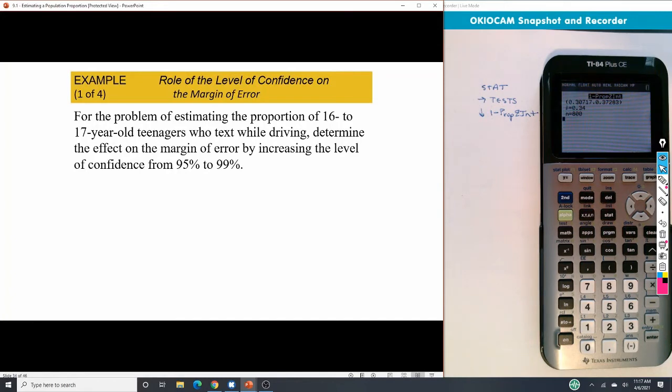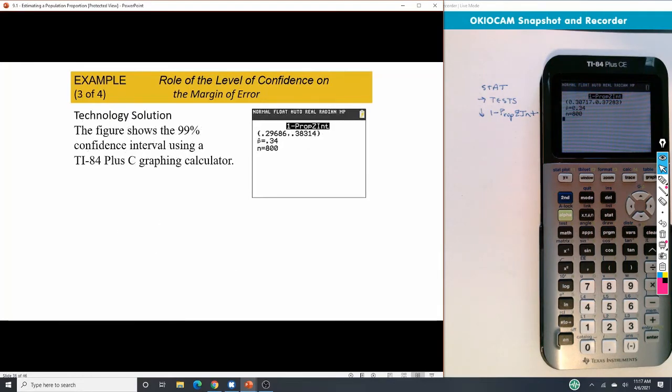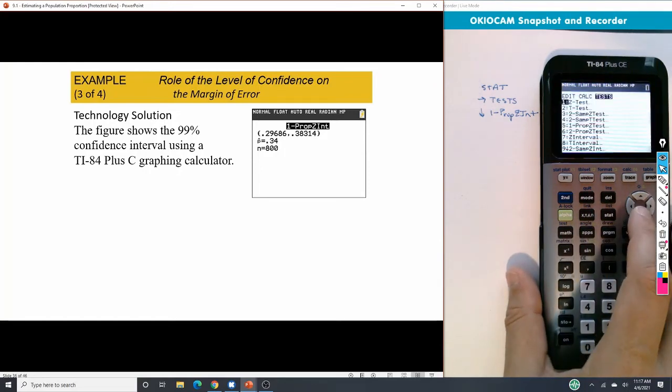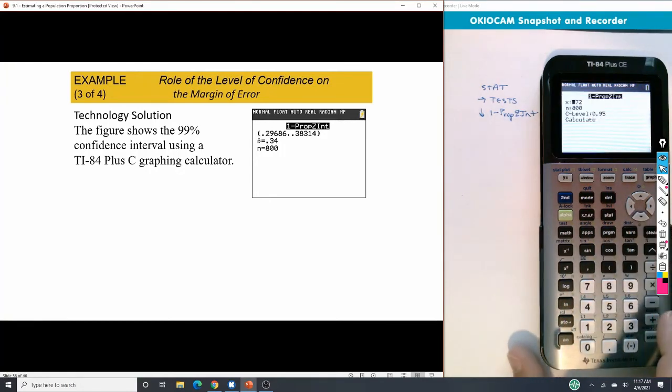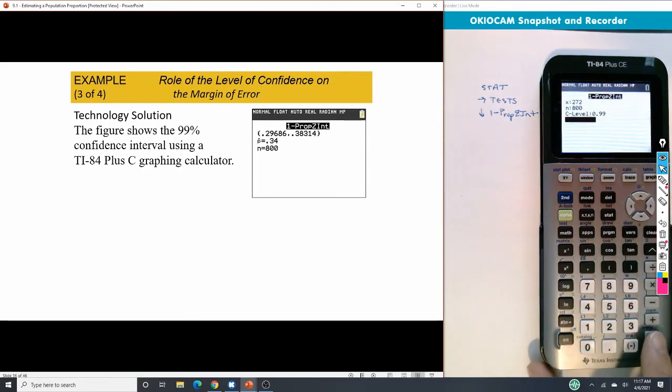They said, hey, we want to increase this. What if instead of 95%, what about 99% confident for those pieces? Now they're doing it again by hand. They go through and do all those pieces, but what about our calculator with those? So again, we do stat, tests, and down to 1-PropZInt. And so this time we just need to put in 0.99. And so we now get an interval of 0.297 and 0.383.